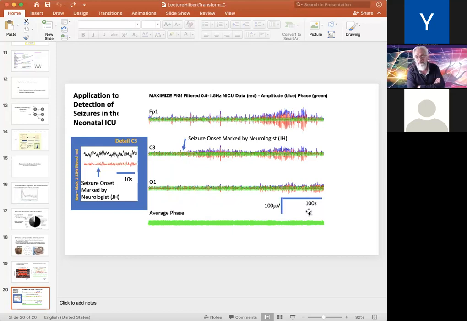of that seizure activity. What you can see here in this case is that in each of the channels we have the blue signal, just like in the simulated example, which reflects the instantaneous amplitude. And we have the green signal, which reflects the instantaneous phase. And just as in the simulation, we do have an average phase here.